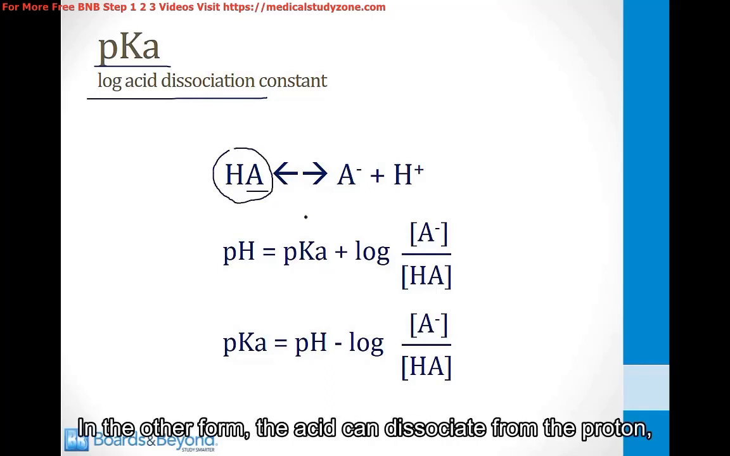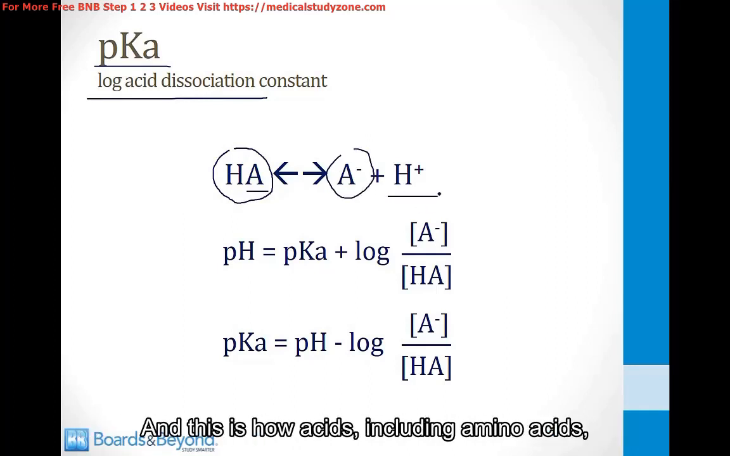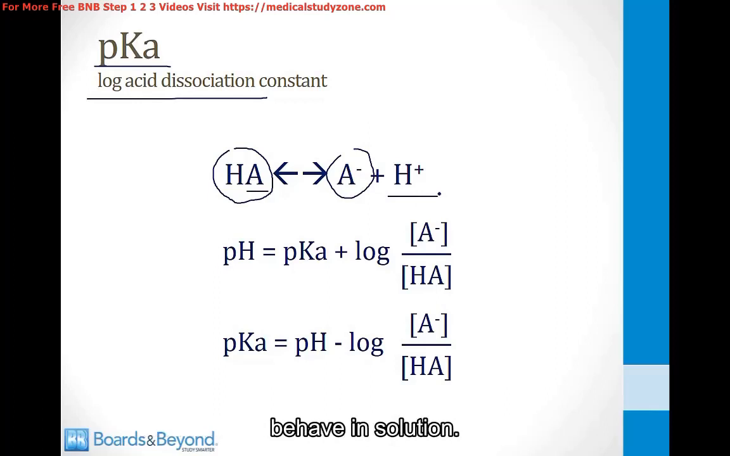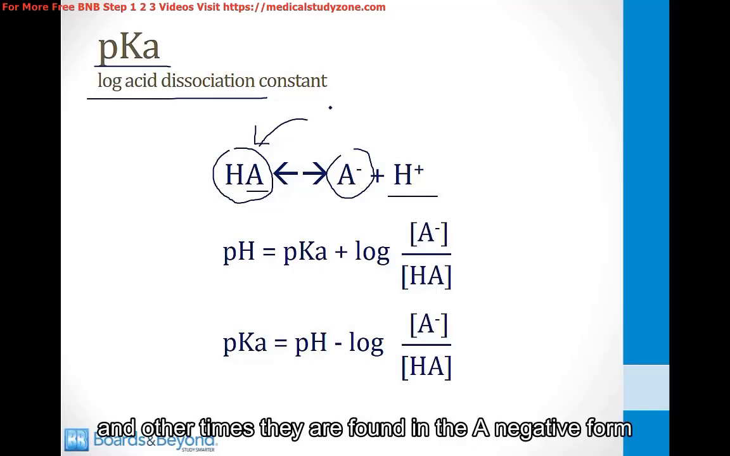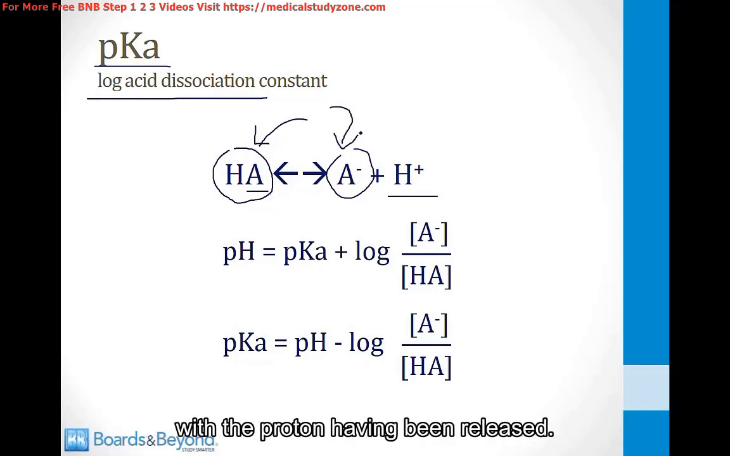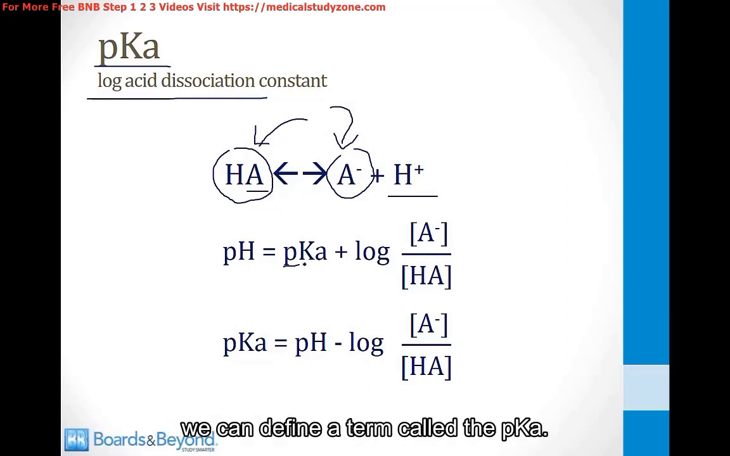In the other form, the acid can dissociate from the proton and exist in the A negative form and release the proton. And this is how acids, including amino acids, behave in solution. Sometimes they are found in the HA form, and other times they are found in the A negative form with the proton having been released. So when amino acids and other acids behave like this, we can define a term called the pKa.